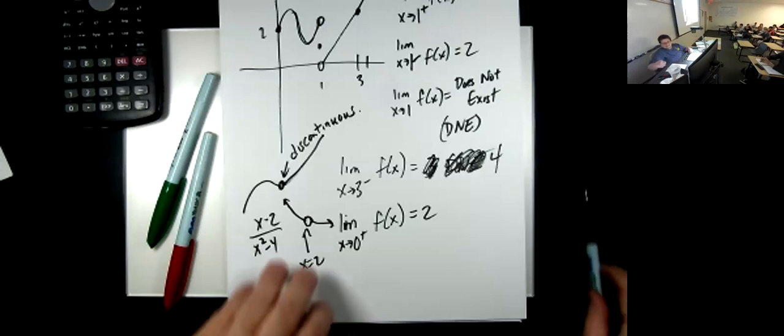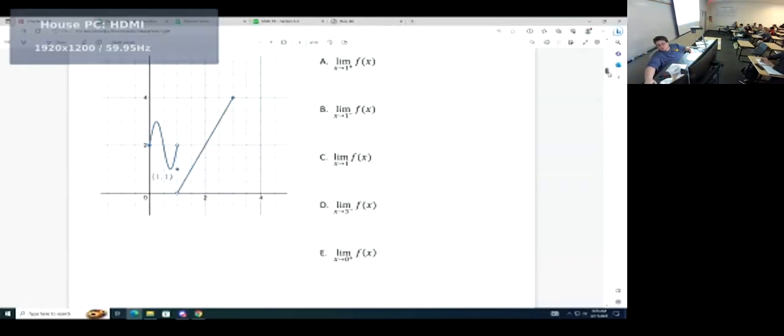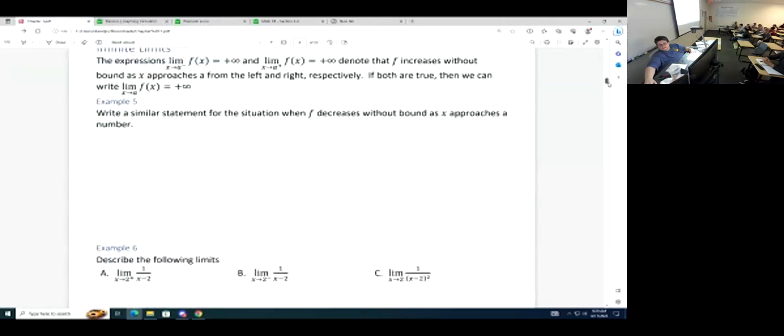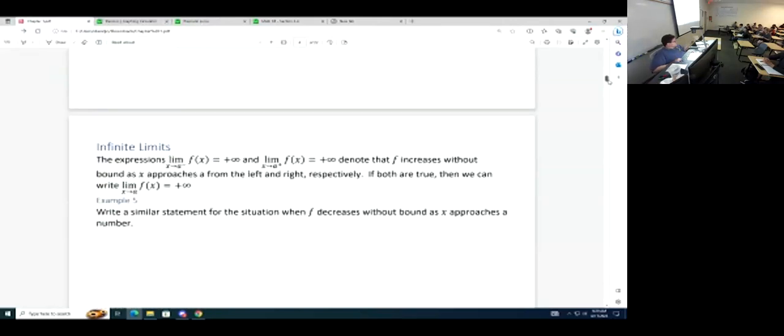We do have a couple more ideas here. One more idea for 1.1: infinite limits. We can have values on the graph where, when we approach a specific x value, the y value is infinite. These occur at asymptotes.